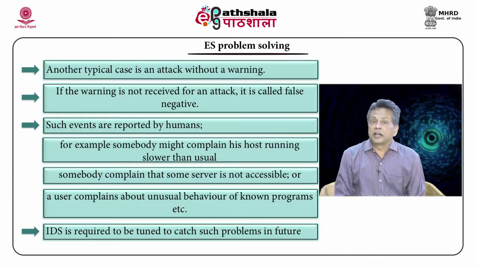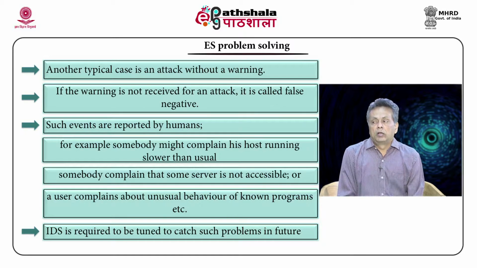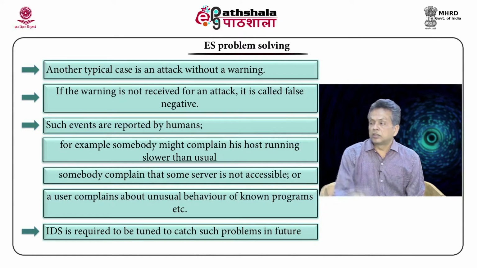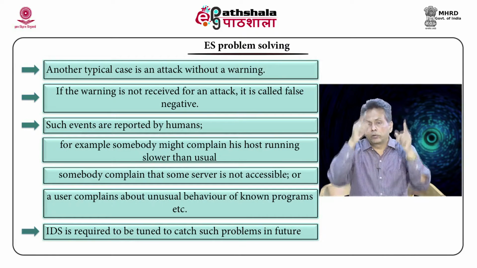When this happens, again you need to modify your system to make sure that such false negatives do not happen at later stages. So these are all problem solving mechanisms. You can see, looking at this, that there is a typical process going on.